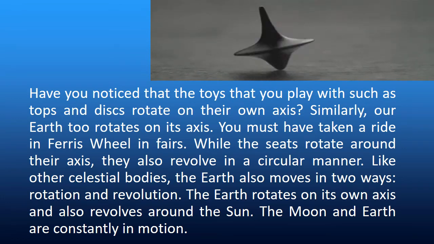So, when the earth is rotating on its own axis, that is rotation, and when it is revolving around the sun, that is revolution. And just like other celestial bodies, the things which are in the sky, in space, Earth also moves in two ways: rotation and revolution. And the moon and earth are constantly in motion. They are never steady. They are constantly moving.